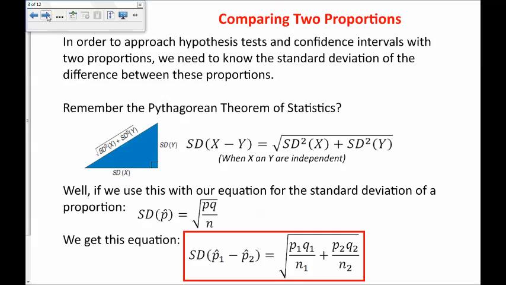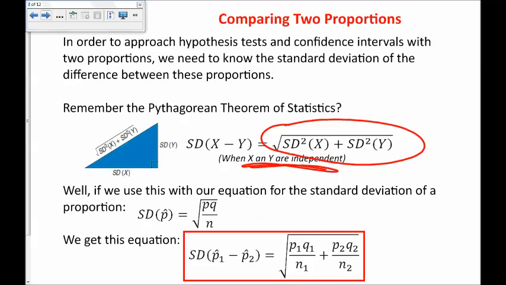It comes back to the Pythagorean theorem of statistics, which, let me remind you, is the square root of the standard deviation of one squared plus the standard deviation of the other squared. Also keep in mind that x and y must be independent. That'll show up later as we check some conditions about two proportions.